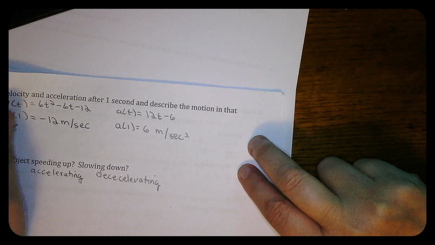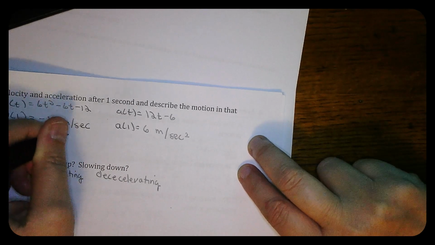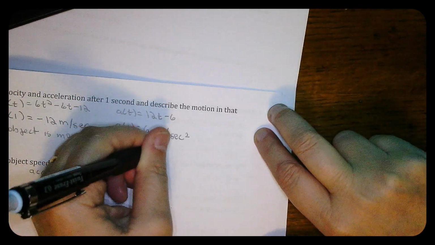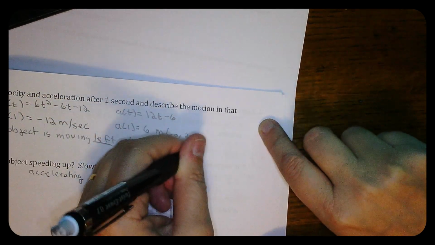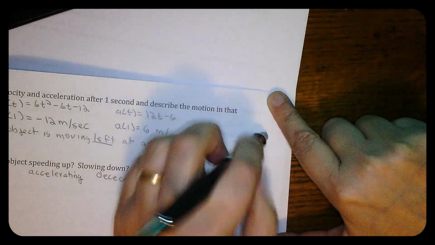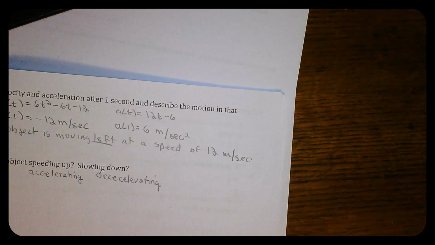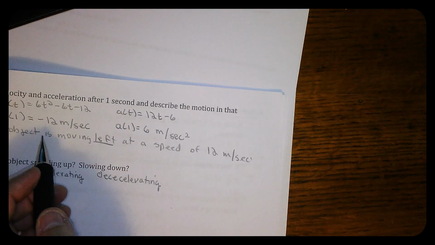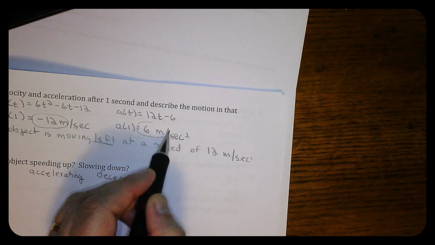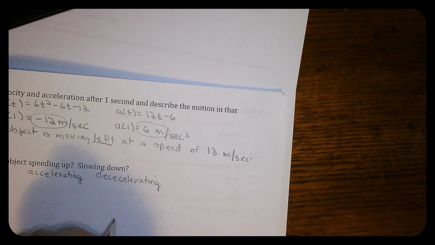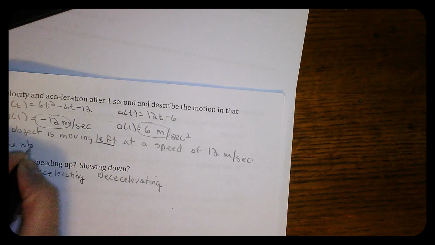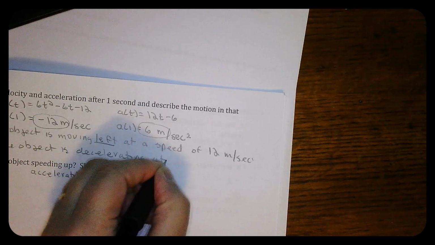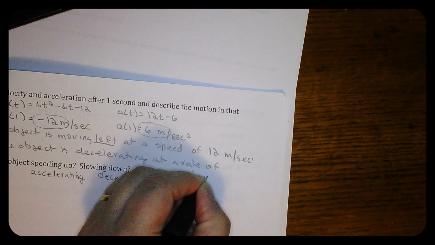So the object is moving left at a velocity of negative 12, or speed, the left takes care of the negative, of 12 meters per second squared, per second. Okay, now what's happening with the acceleration? All right, we call this the acceleration function, but here's the trick. If these two signs are different, it's decelerating. All right, so the object is decelerating at a rate, it's still a rate, of 6 meters per second squared.